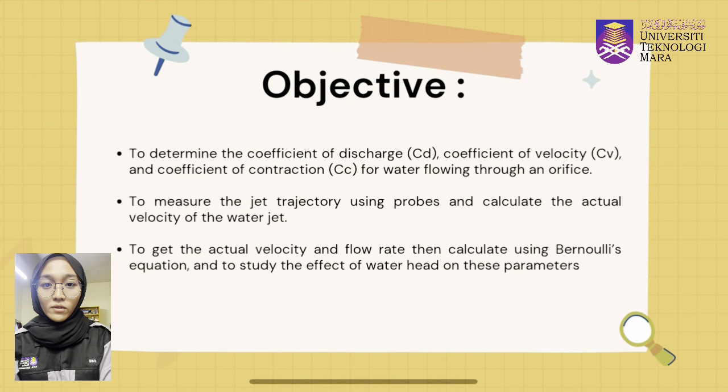Next is the objective of this experiment. First, to determine the coefficient of discharge, coefficient of velocity, and coefficient of contraction for water flowing through an orifice. Next is to measure the jet trajectory using probes and calculate the actual velocity of the water jet. And last, to get the actual velocity and flow rate, then calculate the Bernoulli equation and to study the effect of water head on these parameters.